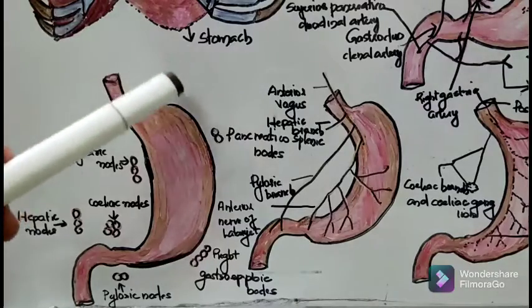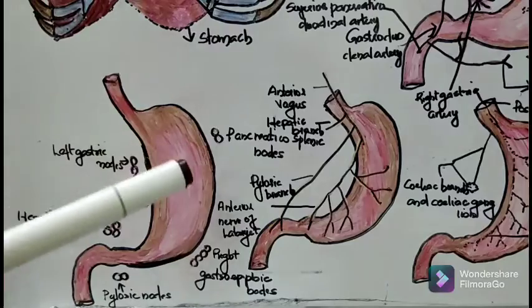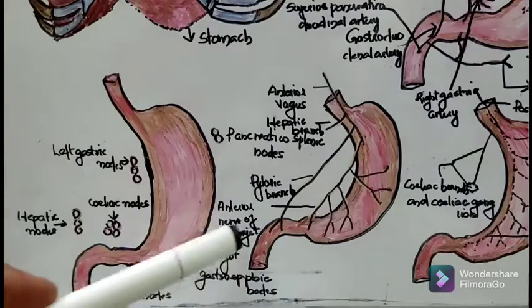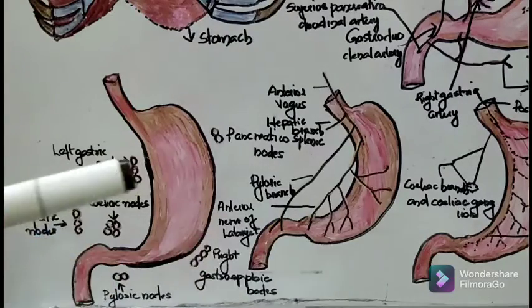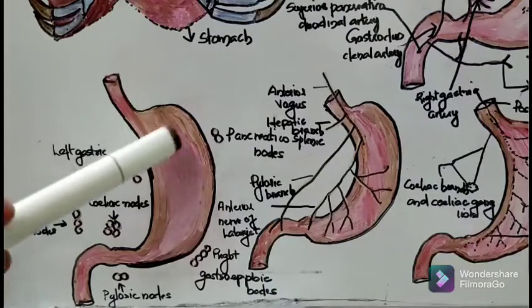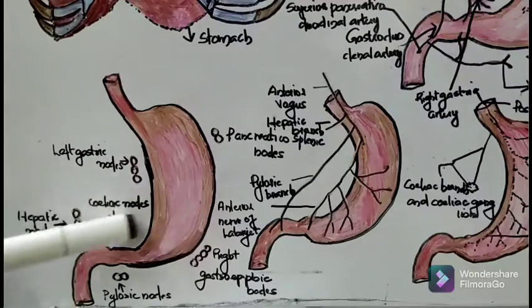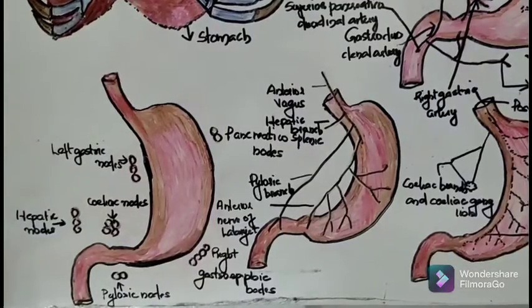So the left upper one third drains into the pancreaticosplenic nodes. The left lower one third drains to the right gastroepiploic nodes. And the right upper two third drains into the left gastric nodes, and the pyloric part drains into the left gastric nodes, the hepatic nodes and the pyloric nodes, and finally all of this drains into the celiac nodes.